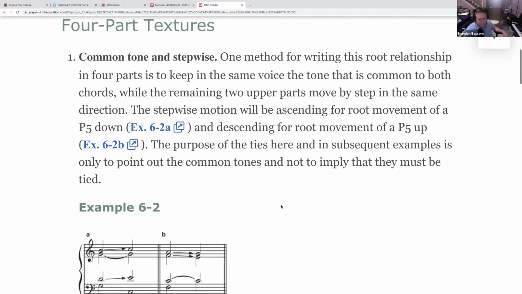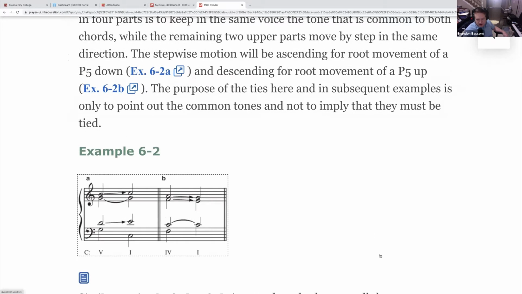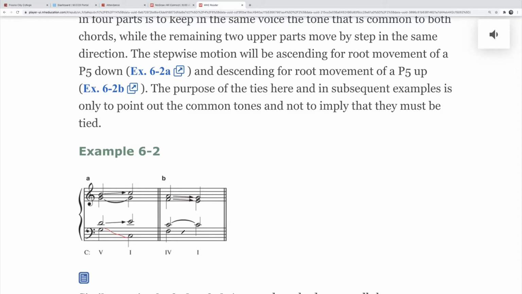So here in example 6-2, bass moves down a fifth, bass moves up a fifth. When this happens, you have 3 methods that are pretty safe in writing. And number 1 is to have a common tone and everything else move in stepwise motion. So here our common tone is G. Bass has already done its thing. It's moved by a fifth or a fourth. And then soprano moves up a step and tenor moves up a step. That is way number 1.